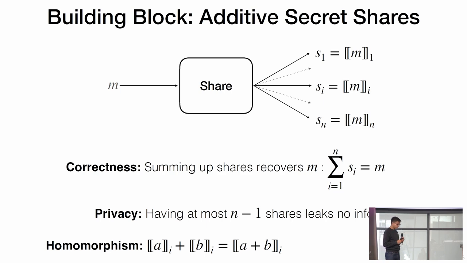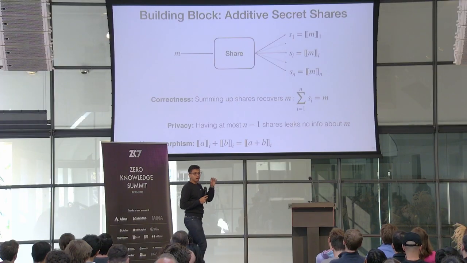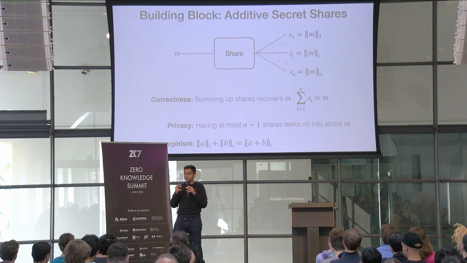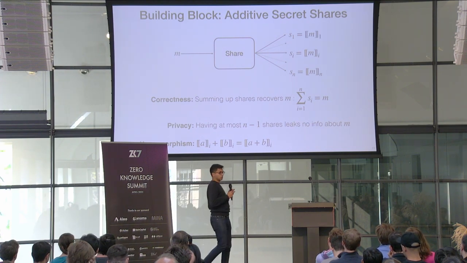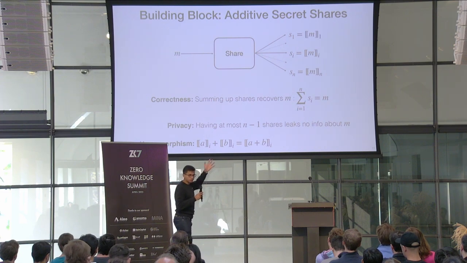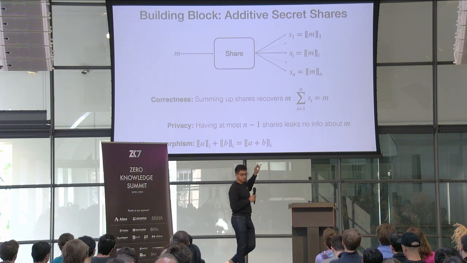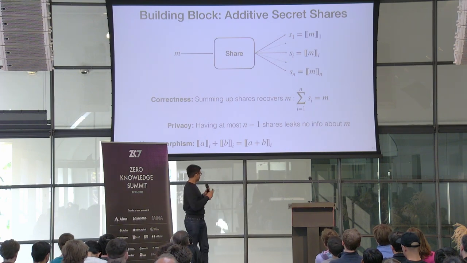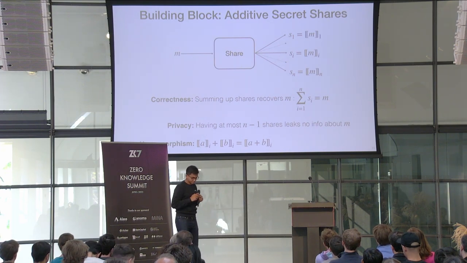And the other interesting property that we'll care about is this thing called homomorphism, or additive homomorphism, which says that if I have a secret share of A and a secret share of B, I can just add those secret shares and get a secret share for A plus B. Okay? So this is called additive homomorphism in cryptography. It'll be useful in just a second. All right. I think I'm speaking fast, so I'll try to slow down a bit.